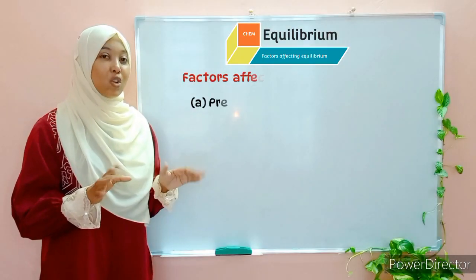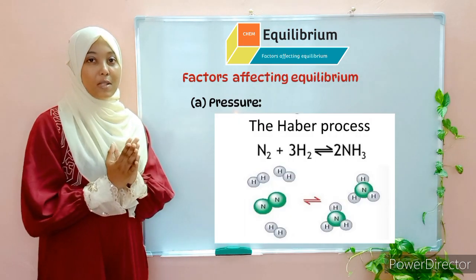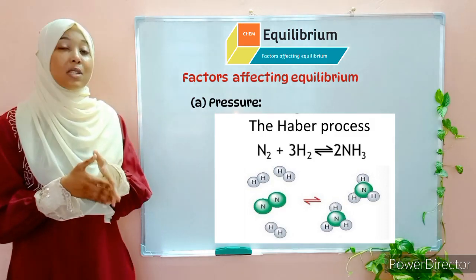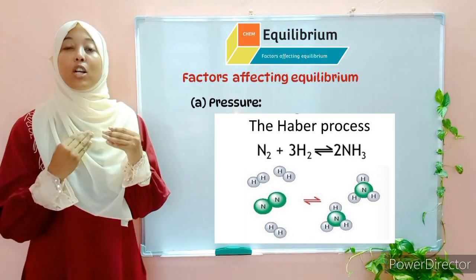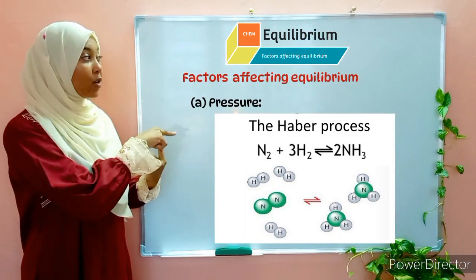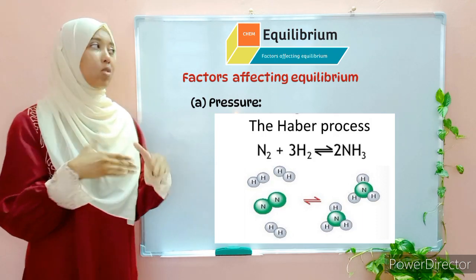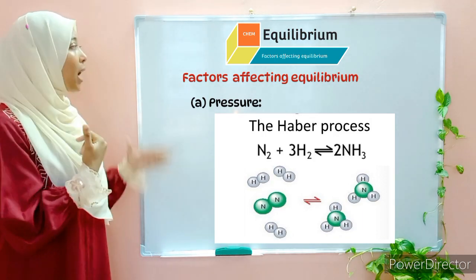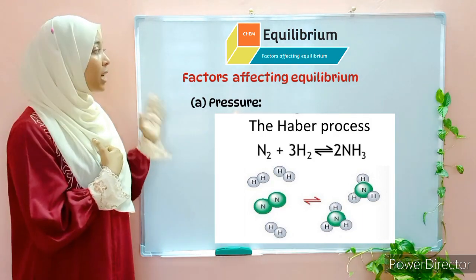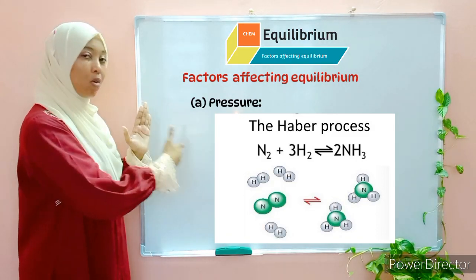Now, let's do an actual example of a chemical reaction. For this discussion, I'll be basing it on the Haber process and the contact process. The Haber process is responsible for the manufacture of ammonia gas. So, nitrogen gas combines with hydrogen gas to form ammonia. Now, let's look at the number of moles on the reactant side. We have 1 mole of nitrogen gas reacting with 3 moles of hydrogen gas, so a total of 4 moles on this side.